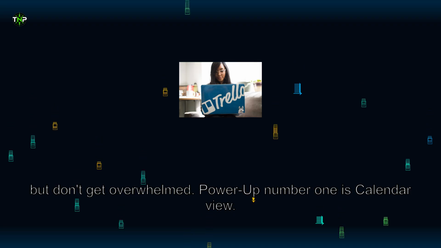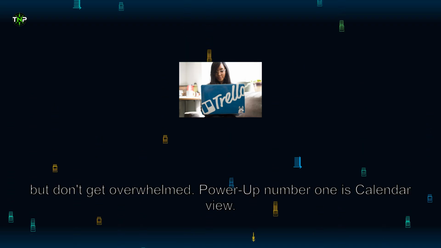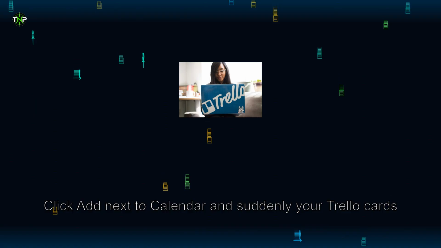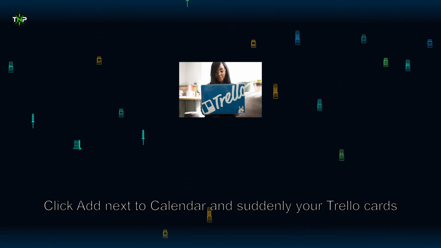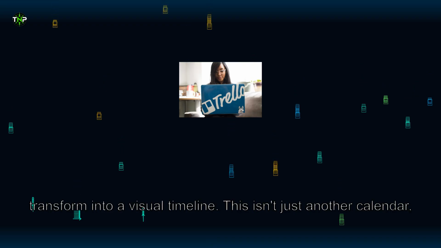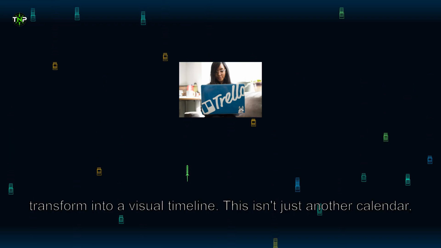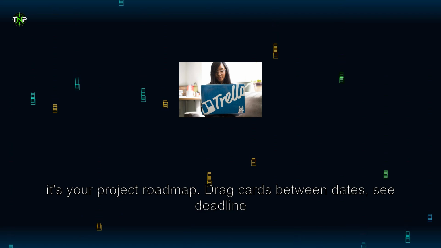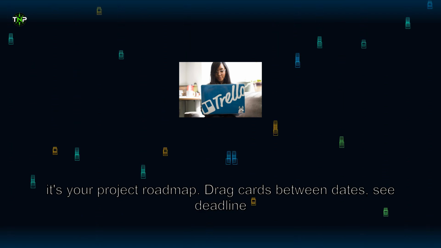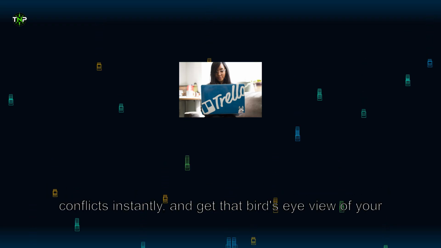Power-Up number 1 is Calendar View. Click Add next to Calendar and suddenly your Trello cards transform into a visual timeline. This isn't just another calendar, it's your project roadmap. Drag cards between dates, see deadline conflicts instantly, and get that bird's-eye view of your entire project timeline.